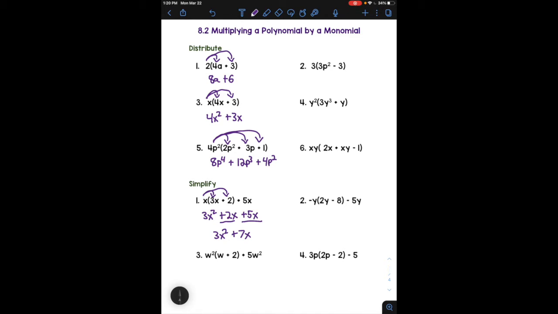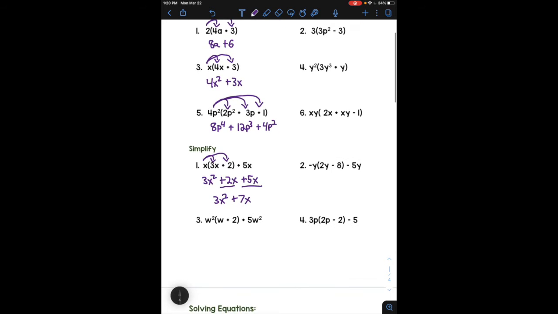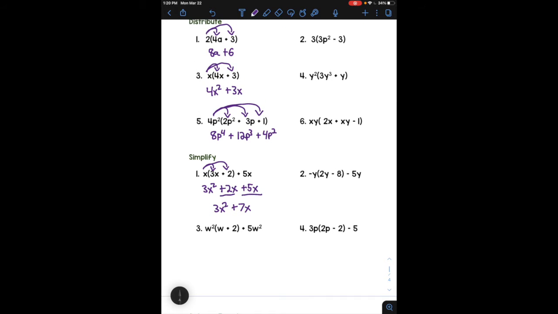Similarly, problem number 3, again, we're going to distribute, and then we're going to add the 5w squared at the end. W squared times w is w cubed. W squared times 2 is 2w squared. And we're adding the 5w squared on.